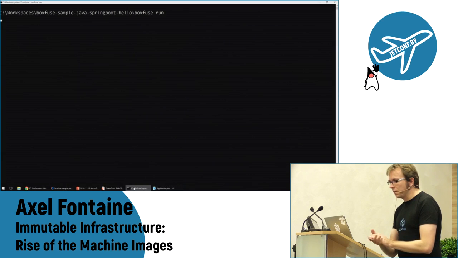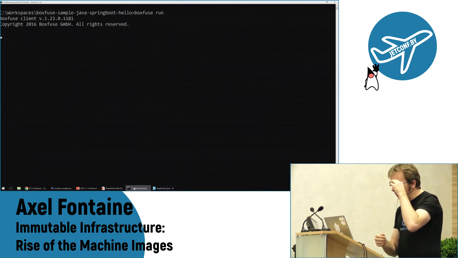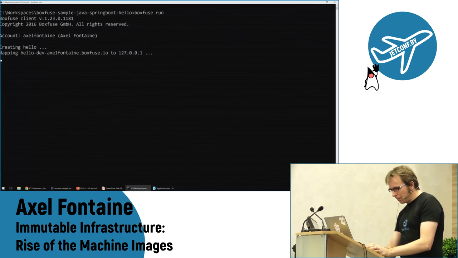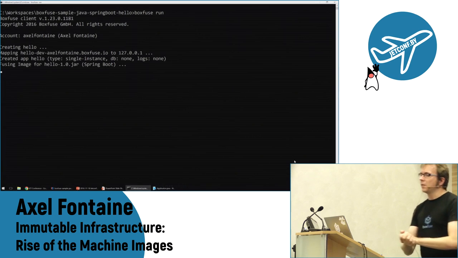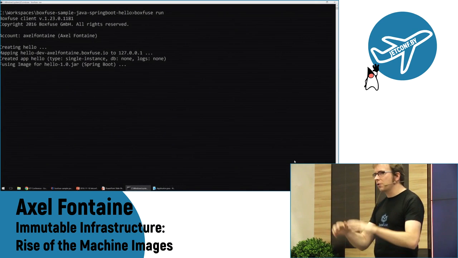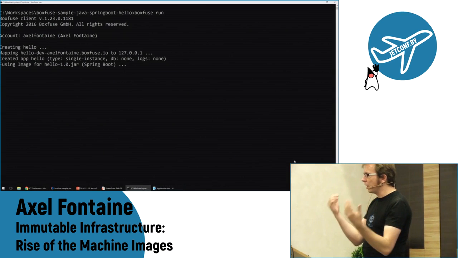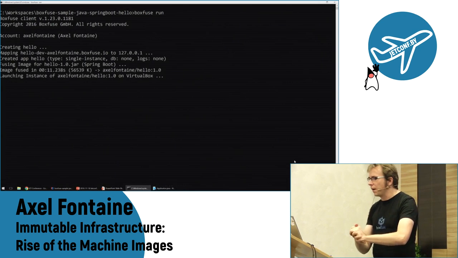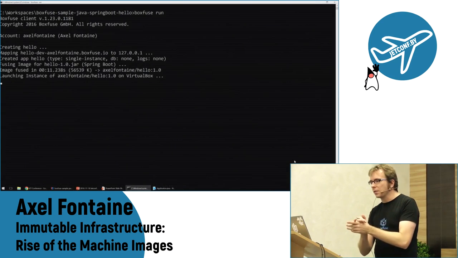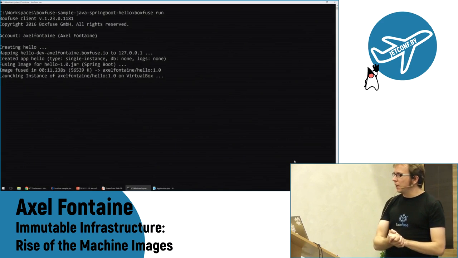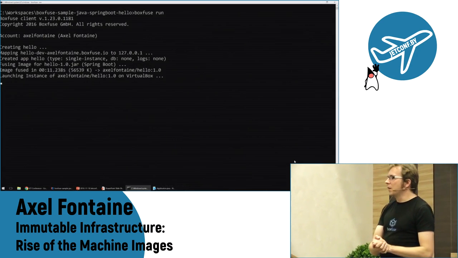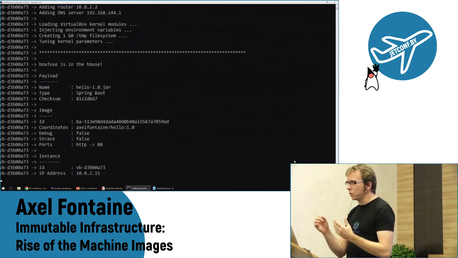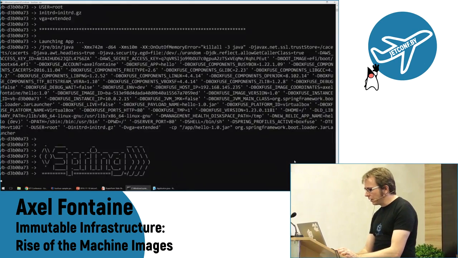So the first thing that we do now is boxuse run. Okay, so we've discovered that we're in a Maven project structure. We looked in the target directory and found that we had a jar file there. We've discovered that it was of type Spring Boot. We've created an image for it, and we are now launching an instance of that image on VirtualBox. We also discovered that we needed one port for that, and we forwarded that port.